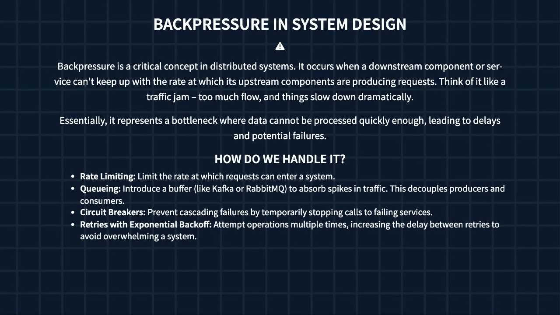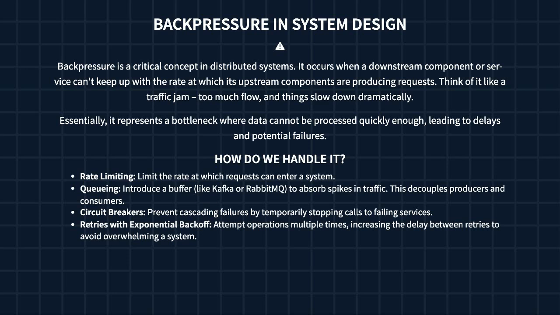Okay, let's talk about back pressure. It's a really important thing to understand when designing complex systems. Imagine you have a lot of requests flooding into your system, but one particular component can only handle so much at a time. That's back pressure in action. It's like a traffic jam where things start to slow down and potentially build up. We need strategies to deal with this.